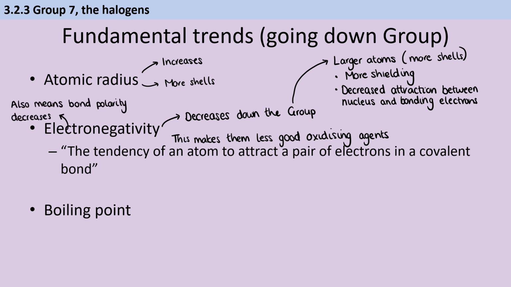This also means that the bond polarity decreases as you go down the group. So we know that when fluorine bonds, it makes very polar bonds often. And also this is going to mean that the bond strength also changes.